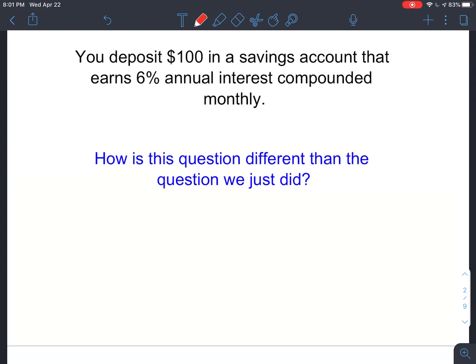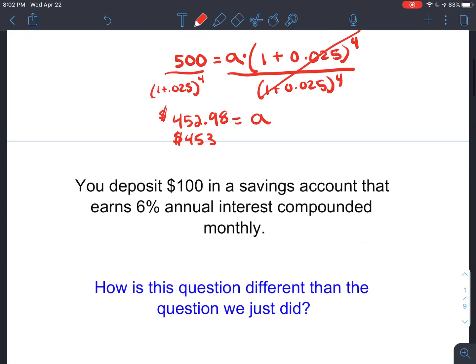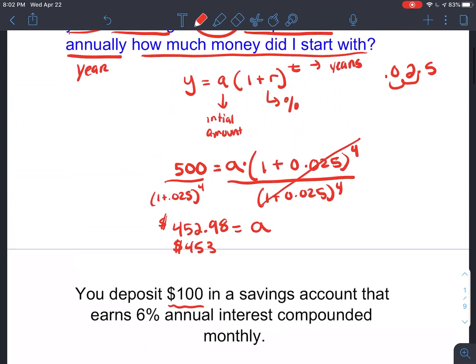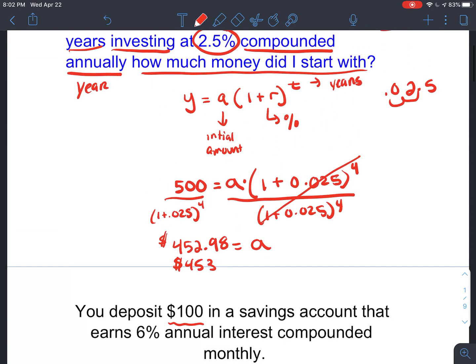So, let's look at another word problem. You deposit $100 in a savings account that earns 6% annual interest, compounded monthly. How is this question different than the one we just did above? Well, one main difference, obviously, is that they give us the initial value. So we're not solving for that in this case. But more specifically, what I really want to pay attention to is the wording.